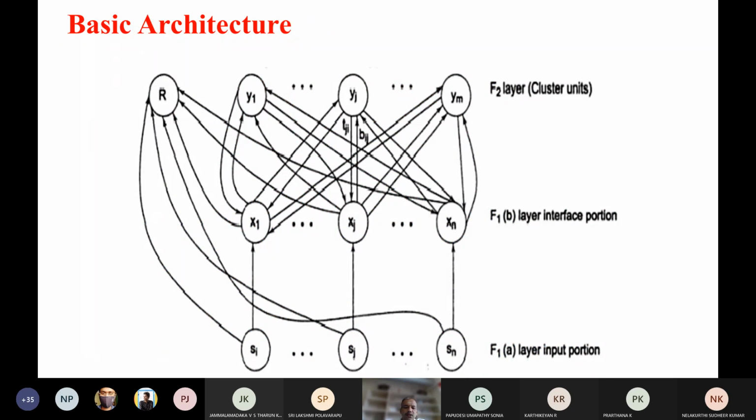You have two layers. One is the input and the other is the output layer, that is your cluster or competitive layer. The input layer, layer 1, is divided into two divisions. The first division is the input portion, where I supply the input patterns S1, S2, S3 up to Sn. The second portion is the interface portion, which acts as an intermediate between the input portion and the output portion, that is, the cluster units.